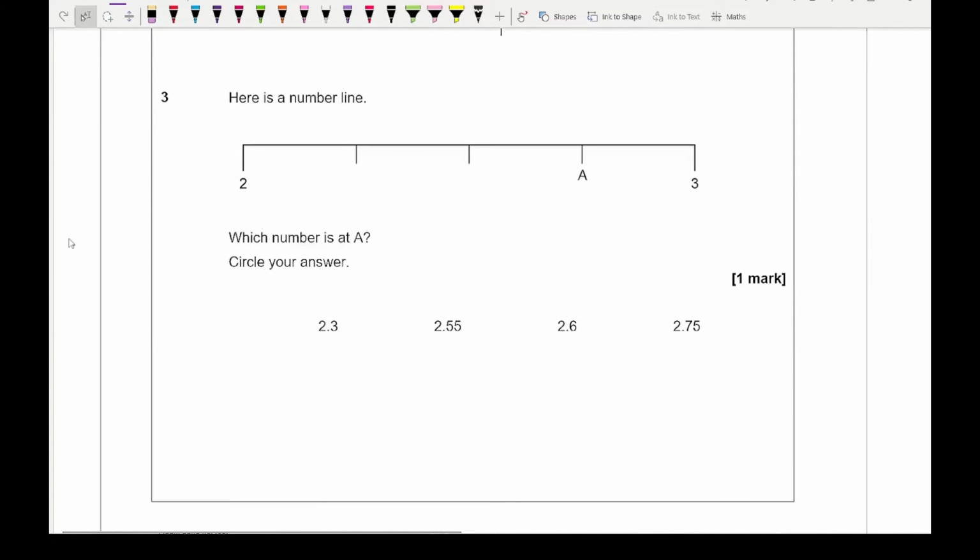Question 3 says here is a number line. It says which number is at A. So here we can see that we've got 1 which is split up into 4 sections, and 1 divided by 4 is a quarter. So let me just write that down. So we're going in increments of 0.25. So that's going to be 2.25. That's going to be 2.50. That's going to be 2.75. And there we've got our answer, which is the fourth option.